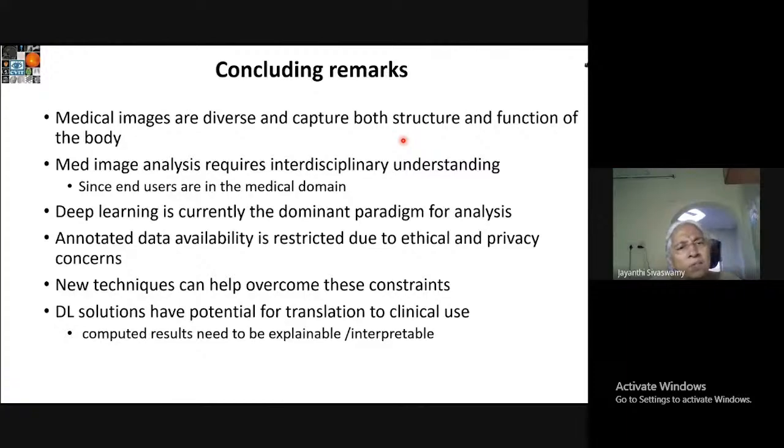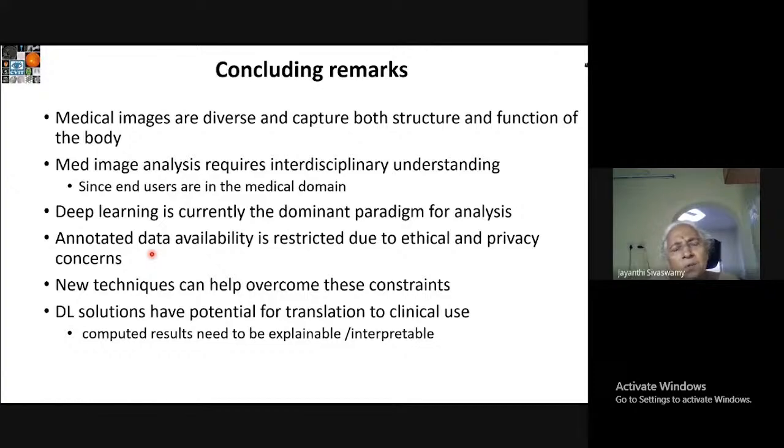Now, we also saw that deep learning is a current paradigm, which is dominantly used for analysis. And deep learning is a little constrained, especially supervised methods for medical, because annotated data availability is restricted. But then new techniques are being explored, such as federated learning and so on, that can help overcome these constraints. And DL solutions for CAD have potential for translation, provided they are explainable and interpretable.